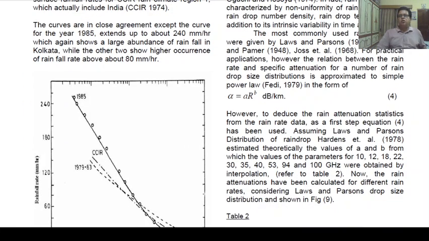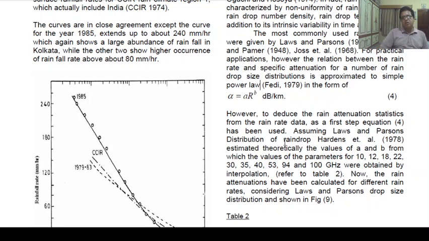The most commonly used raindrop size distributions were given by Laws and Parsons, Marshall and Palmer, Joss et al. For practical applications, however, the relation between the rain rate and specific attenuation for a number of raindrop size distributions is approximated by a simple power law in the form alpha equal to A R raised to B dB per kilometer. To deduce the rain attenuation statistics from the rain rate data as a first step, equation 4 has been used.